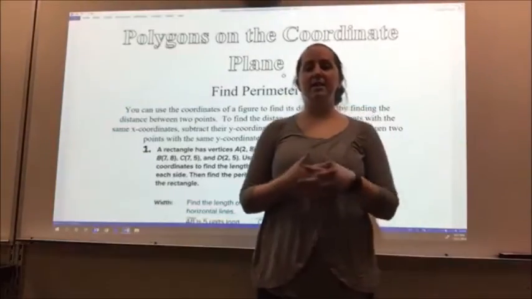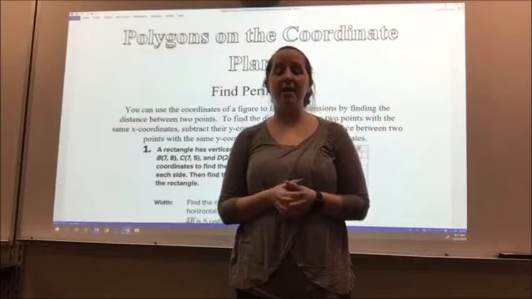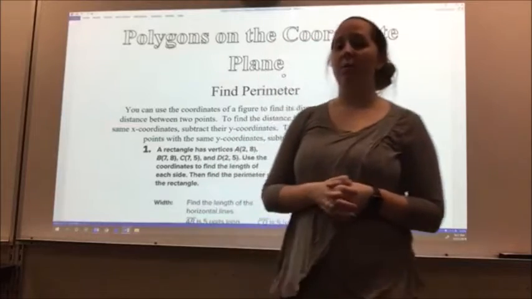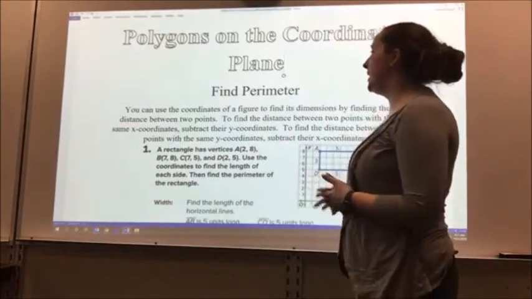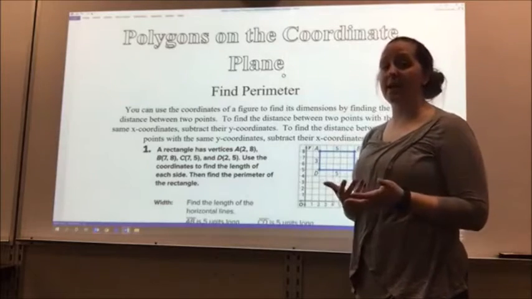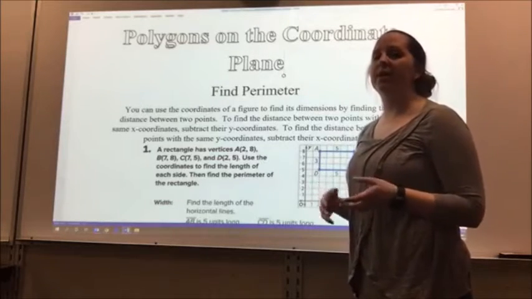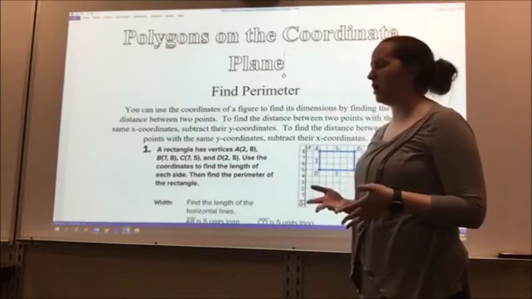All right, this is Chapter 9, Lesson 5, Polygons on the Coordinate Plane. When we're dealing with polygons on the coordinate plane, we can find perimeter and we can also find area. Basically all we're doing is counting boxes or things along that line.